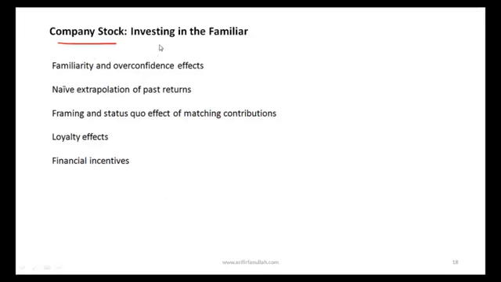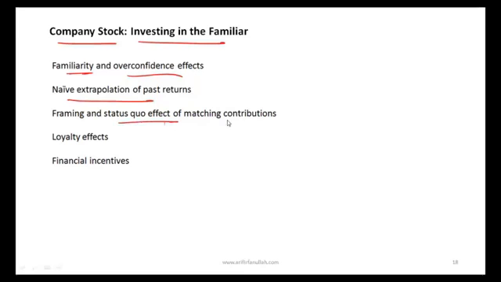Okay, another issue is company stock. Now, I gave you this example earlier where I've done this and lots of people do this, where people, when they are saving for retirement or saving in general, tend to buy their own company shares. Why? Because that's what they are familiar with. Familiarity leads to confidence effects. There is a naive extrapolation of past returns. So if my company has done really well over the last 3 years, what is a naive extrapolation? It is that this company will continue to do well.